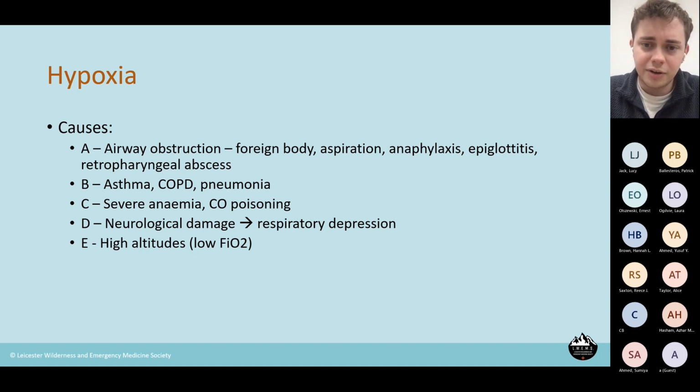Then you can get issues with offloading the oxygen to the tissues, where there's poor perfusion. Neurological issues, so respiratory depression, if there's a neurological problem affecting respiratory drive. Or if there's exposure to a low oxygen environment, for example, high altitudes where there's low oxygen. Okay.